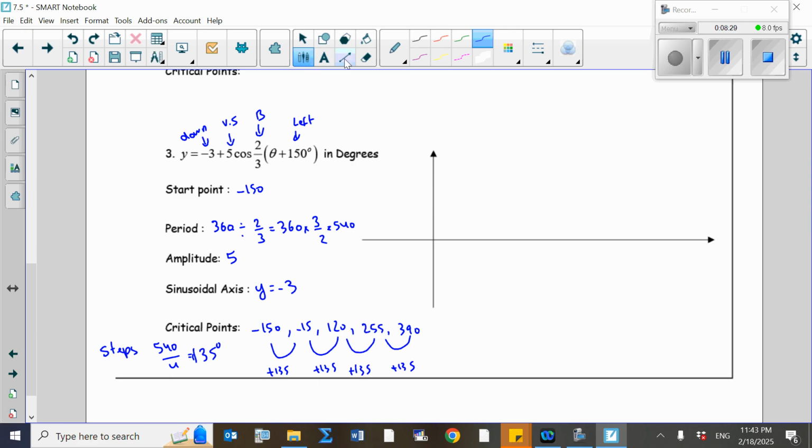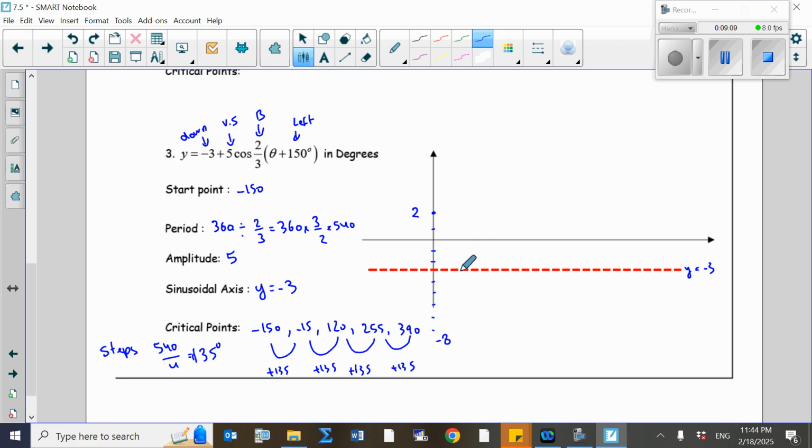Now let's start graphing the function. The sinusoidal axis is at negative 3. So let's say here is y equal to negative 3. Now, consider the amplitude. From the sinusoidal axis, you go 5 up. 1, 2, 3, 4, 5. So at 2, you have the highest point. And you go 5 down. 1, 2, 3, 4, 5 down, which is at negative 8. You will have the lowest point.